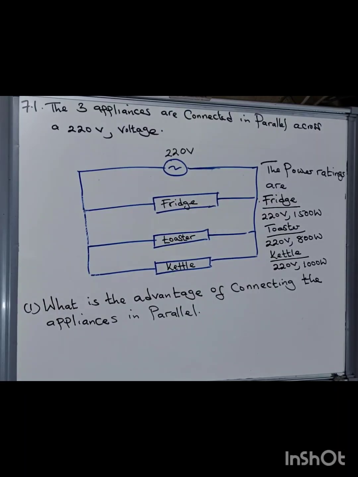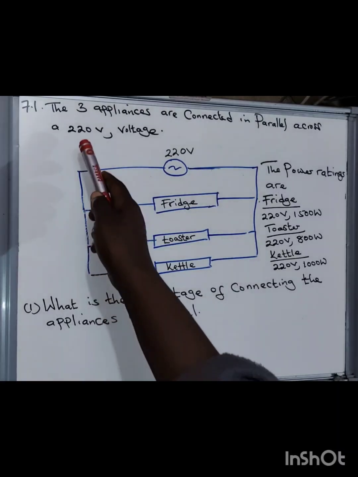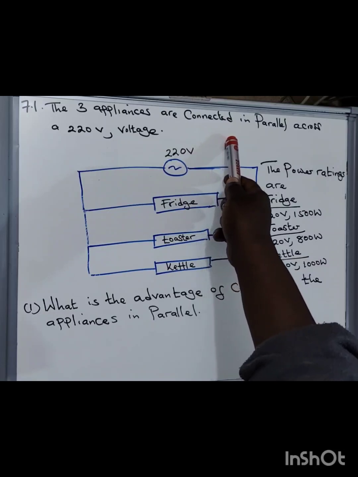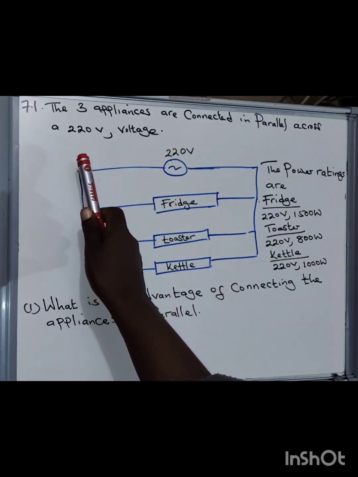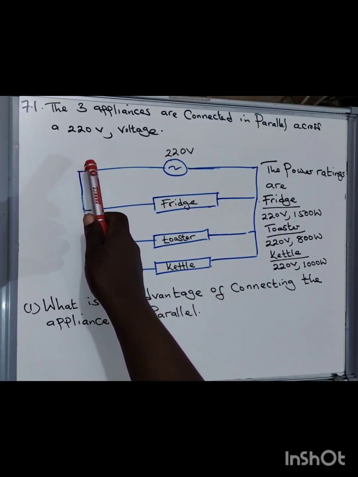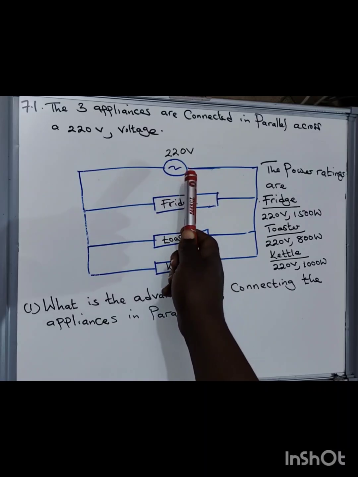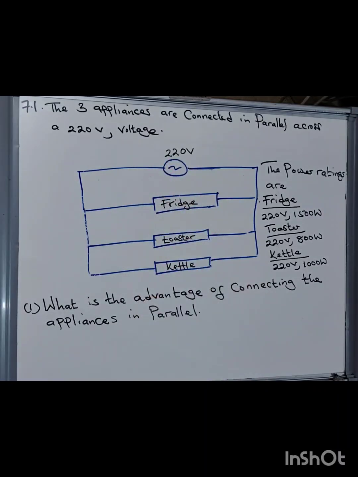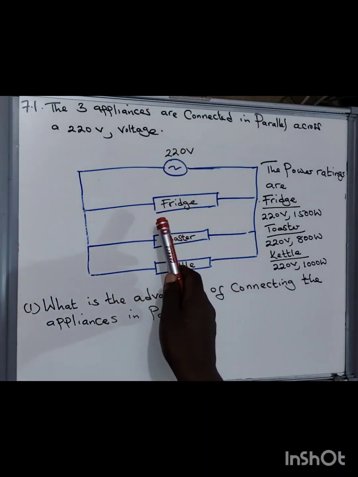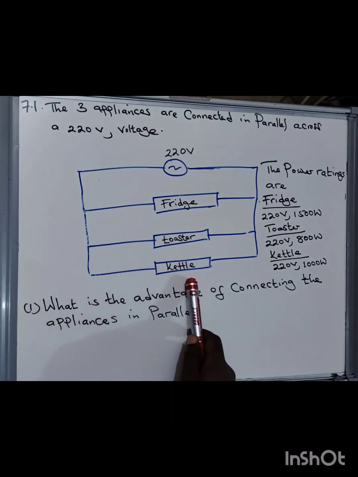Tonight we are looking at this question. It says the three appliances are connected in parallel across a 220 voltage or potential difference. Okay, so this is the circuit. We have our voltage, and we are seeing the fridge, the toaster, the kettle connected as shown.